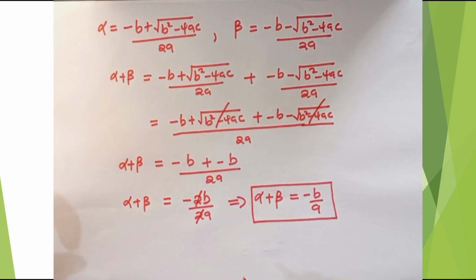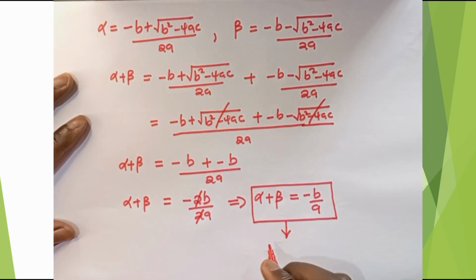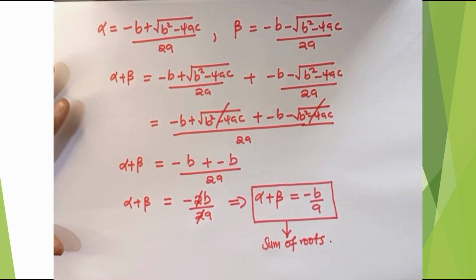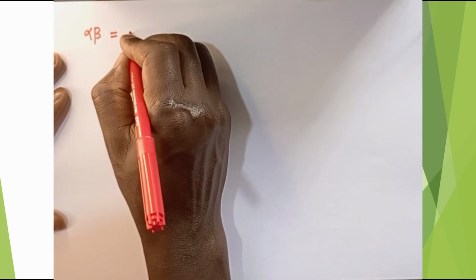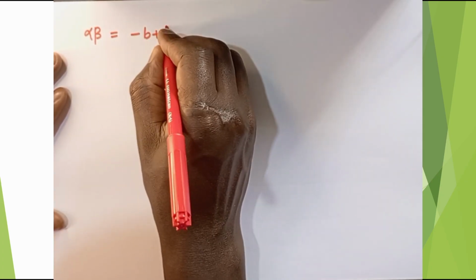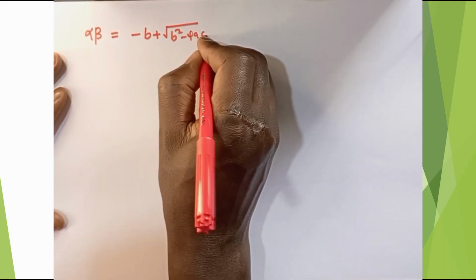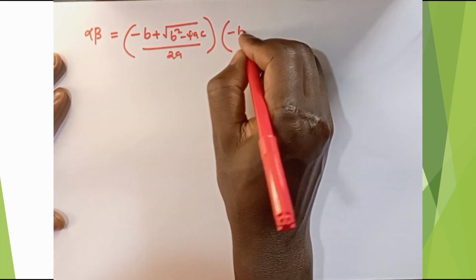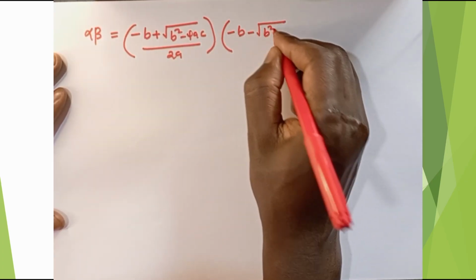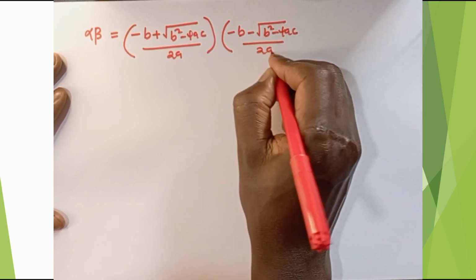Now we want to know, what about the product? This one is always known as the sum of roots. Now we want to also know, where do we get the product of roots? Let us continue. Stick with me. I want you to understand, and from today you'll never cram it again. Our alpha beta is the same as the product. So you'll have negative b plus the square root of b squared minus 4ac out of 2a, multiplied with negative b minus the square root of b squared minus 4ac out of 2a.